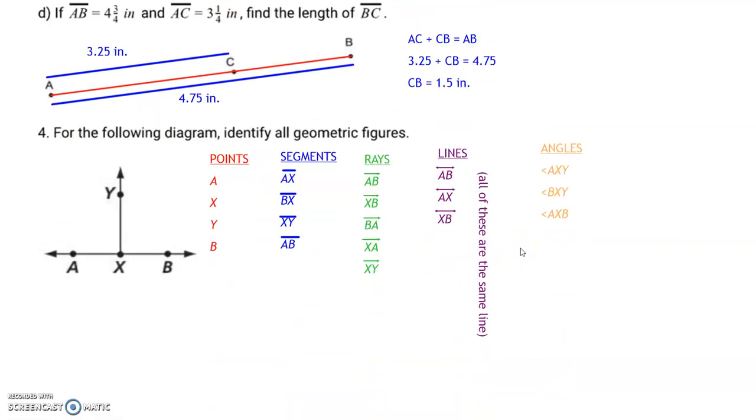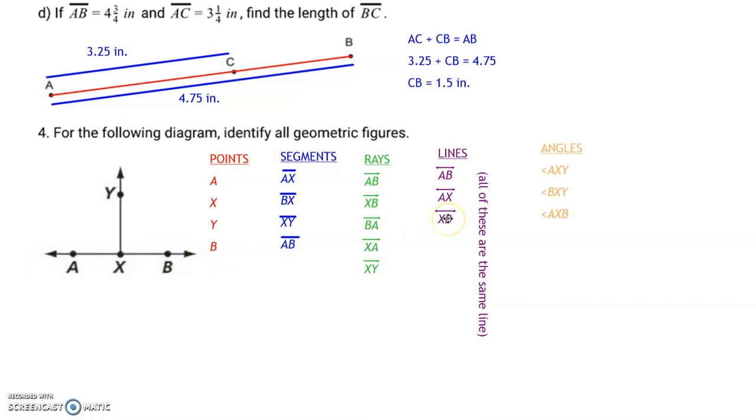For number 4, hopefully you got all of these geometric figures. There were points, segments, rays, lines, and angles. One quick note about the lines. All of these different names for lines, line AB, line AX, line XB, they are all the exact same line. They're just the line that passes through those 2 points.